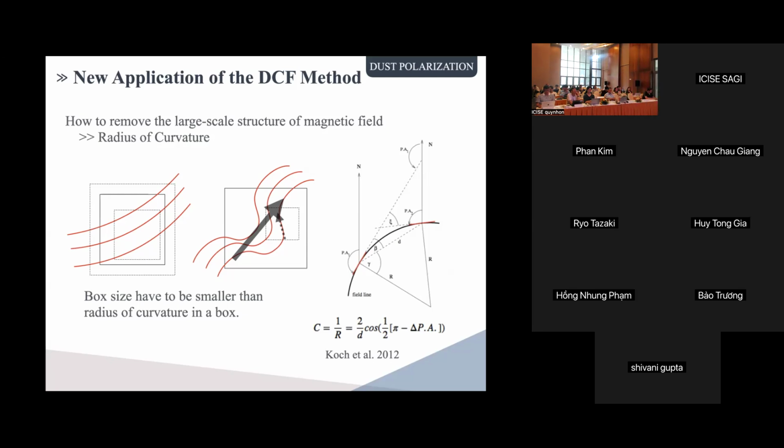However, if the radial curvature is smaller than the box size, in that case the polarization angle dispersion is overestimated and the magnetic field strength is underestimated. So we took the overall polarization map, estimated the radial curvature, chose the box size, and by moving the box, I calculated the angle dispersion. But in that case, we exclude the pixels having small radial curvature. That's the main point of this work.